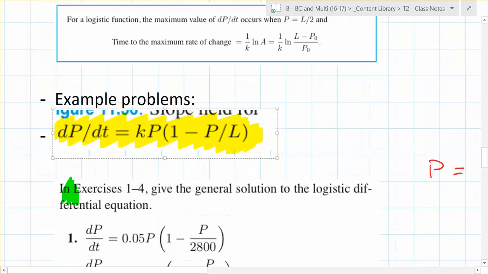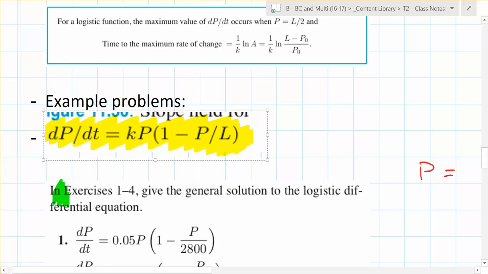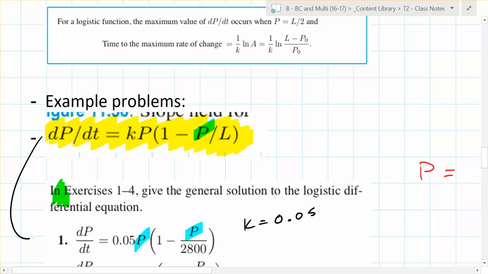So if we use that generalized form, could we identify our K, our P, and our L values? Sure, well, P is in there. The function is in terms of P. So there's P, right? So what's our K value? K is equal to 0.05. And does this form match that form? Is it in the right form? Yeah, sometimes it's not going to be.